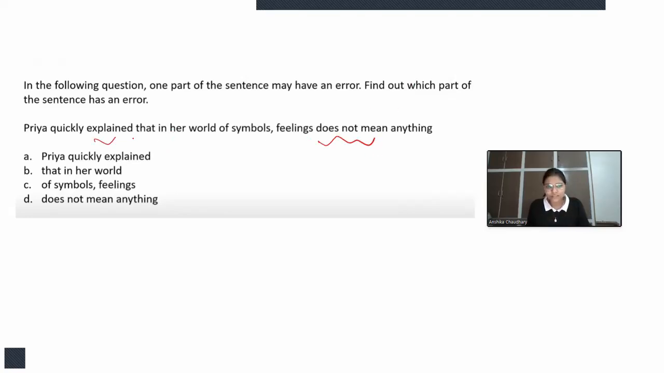We are talking about past, right? We are talking in past. Priya quickly explained. We are using the second form of verb, past form of verb. So, we have to use the correct verb form here again, right? Feelings did not, no. It would not be did not, but the thing is, we have feelings. That means plural form. So does not will not be correct. Do not will be correct, right? Do not will be correct. So here the error is in this part. Does not mean anything. It should be do not mean anything.